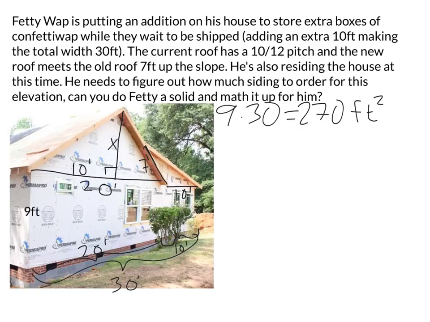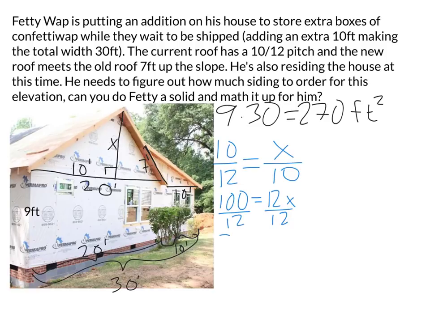So I know if I have a 10-12 roof, that's going to be equal to x, my rise, over my 10-foot run. Both those being 10s is just a coincidence. If I cross multiply, I get 100 equals 12x. And if I divide by 12, I end up with 8.3 repeating. A third of a foot is 4 inches, so 8 foot, 4 inches. That's what my height is.